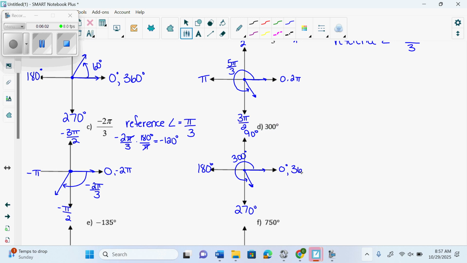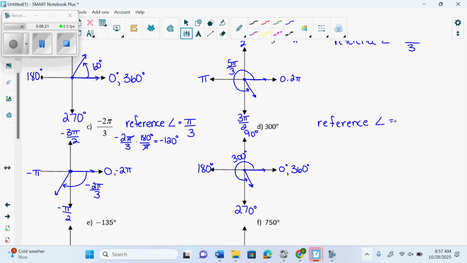What is my reference angle? What's that little bow tie angle between the terminating arm and the x-axis? 60. So from here to here is 60. We already did it here, and here, we've done it in a lot of ones. This one was 300. So the reference angle is pi over 3, correct?